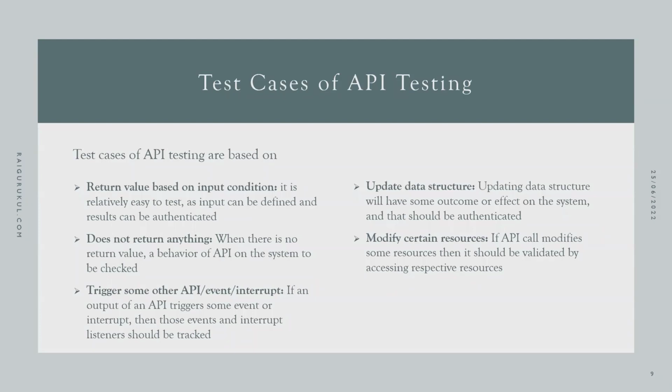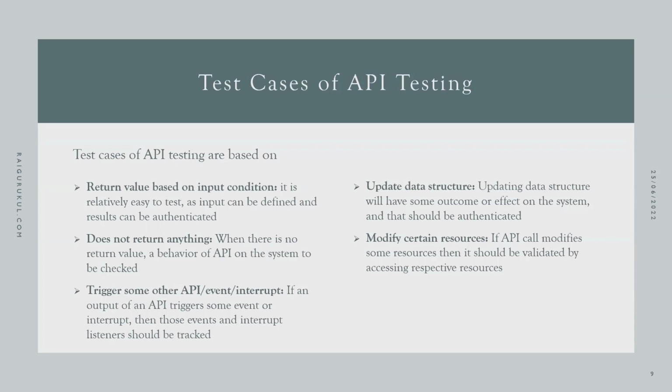Now let's discuss something about test cases of API. Generally, we cannot cover each and everything about API test cases, but I'm highlighting the important ones. That is, return value based on input conditions. Here we are verifying the response, and it's relatively easy to test because an input can be defined and the result can be authenticated. Next is that it does not return anything. It means that the API is throwing an error, or the behavior we have to verify.